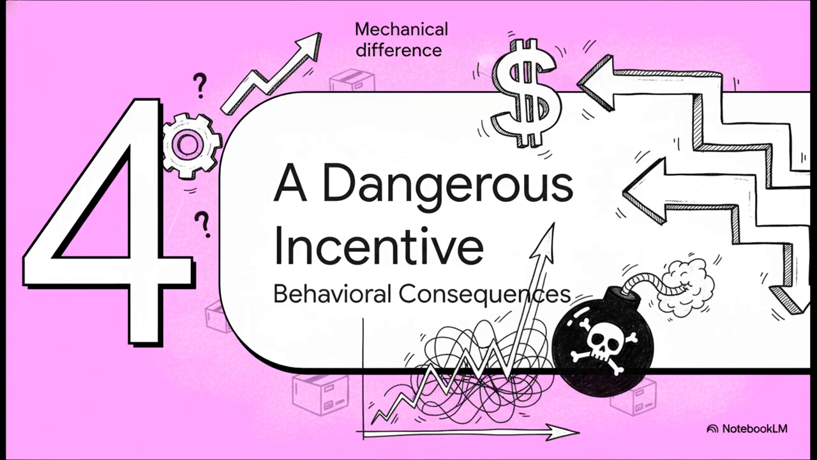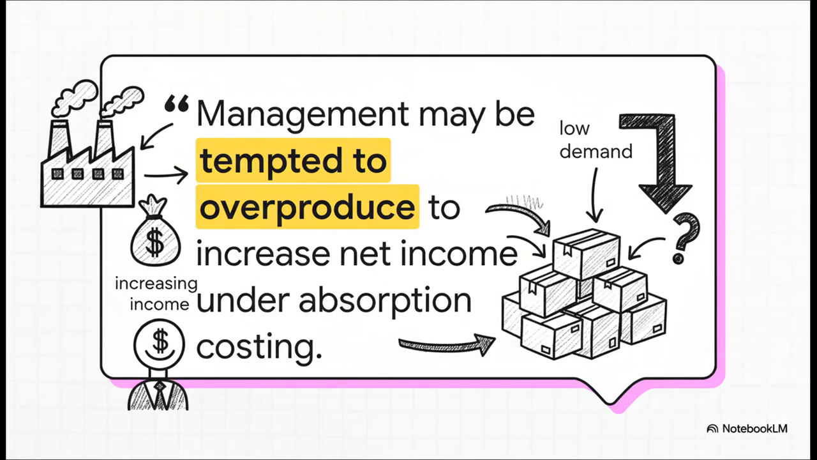Now, this mechanical difference isn't just an interesting academic exercise, it actually creates some very powerful and potentially very destructive incentives for management. And this quote gets to the very heart of the problem. If managers are evaluated and, more importantly, compensated based on the net income reported under absorption costing, a path opens up for them to influence that number, not by selling more, but simply by producing more.